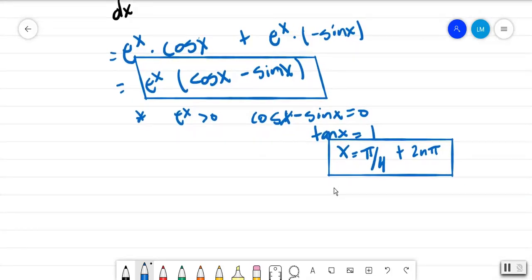Actually, there's another place where it would be equal to 1. Yeah, there's one more. It's actually going to be 5 pi over 4 plus 2n pi. Okay.